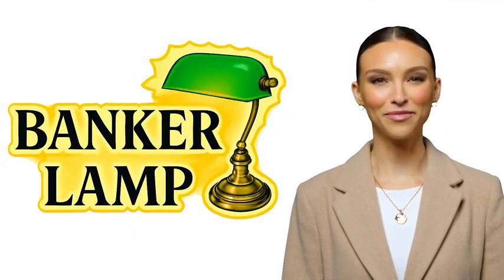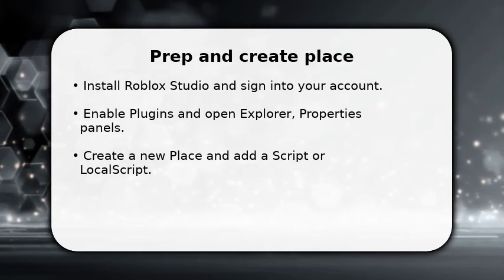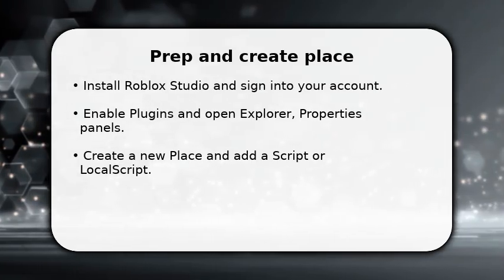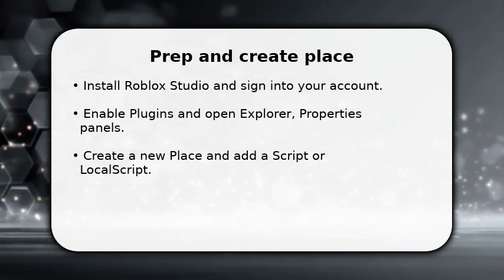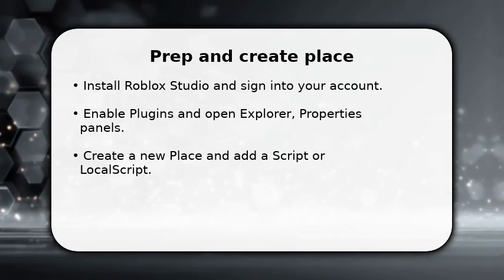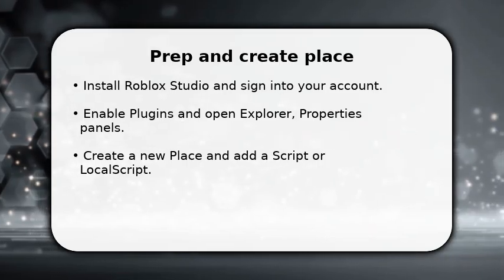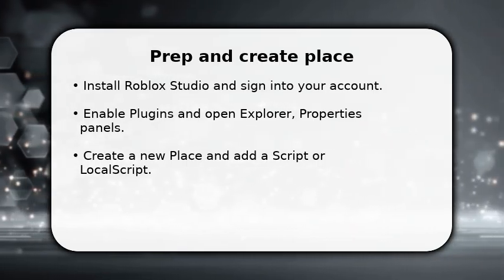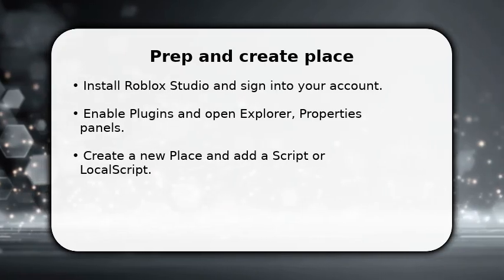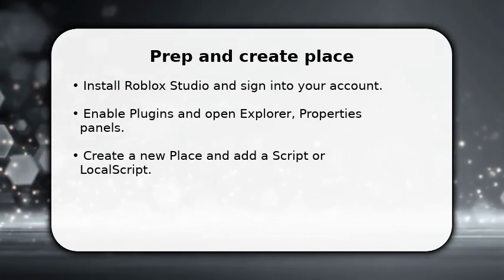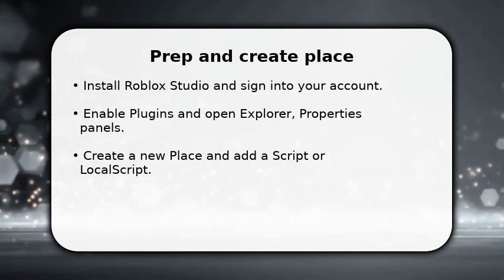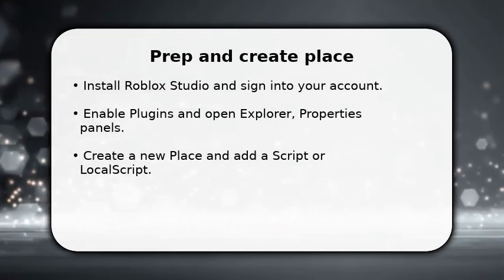Please enjoy the video. You start by preparing Studio so automation lives inside Roblox, not outside. Open Roblox Studio, enable plugins, then open Explorer and Properties. Once done, create a new place and insert a local script under StarterPlayerScripts for player-side automation, or a script under ServerScriptService for server tasks. Make sure Dev Mode and API services are available.